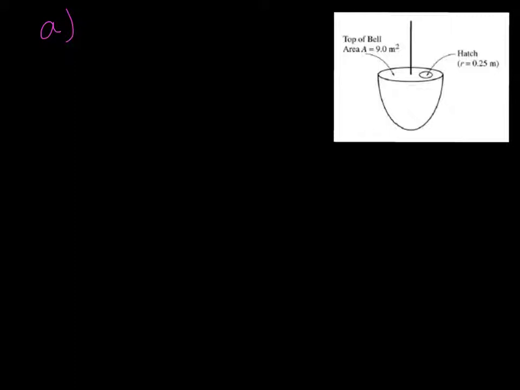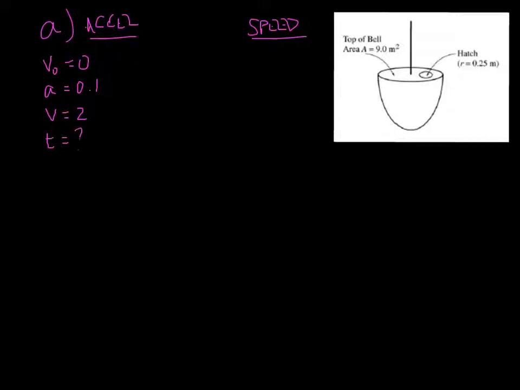We have to break this problem into an acceleration part, where it's speeding up, and then the constant speed part. So for the acceleration part, you know that it starts from rest, so the initial velocity is 0. The acceleration is given as 0.1. The final velocity is given as 2, and you want to find the time.